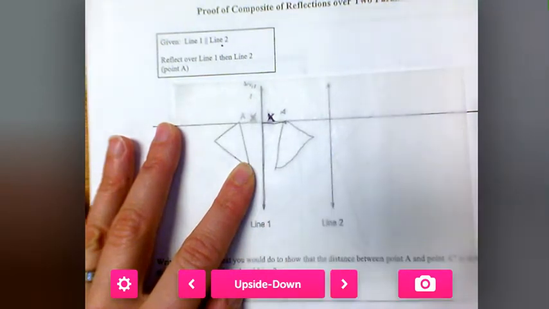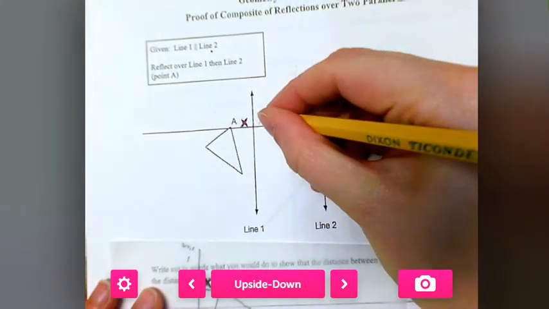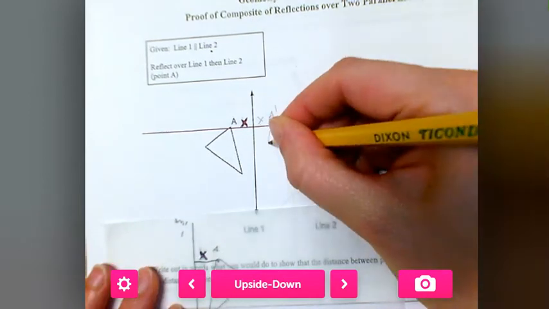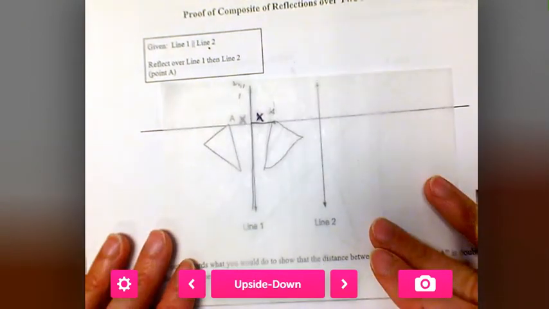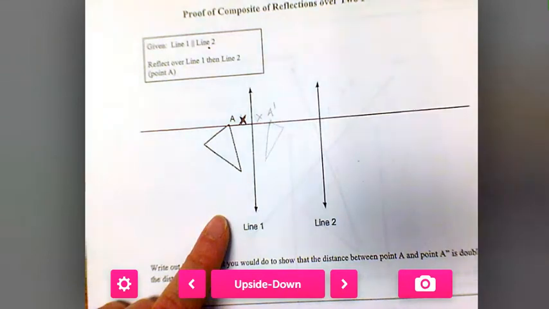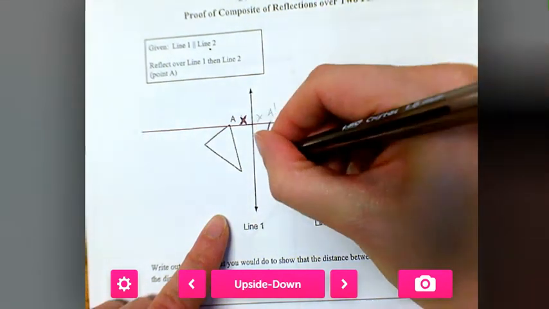Questions about that so far? I reflected it right over it. So I have X, and I have my A prime right here, and it looks something like this. You don't have to draw that triangle. I just find it easier to see sometimes. Okay, now I do not know the distance. I'm going to put this over in pen so we can see better.